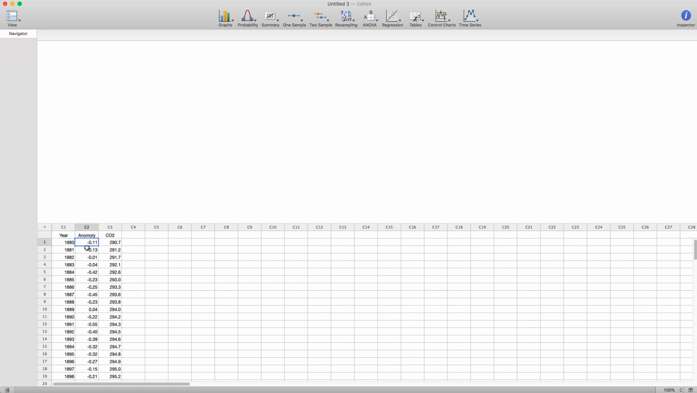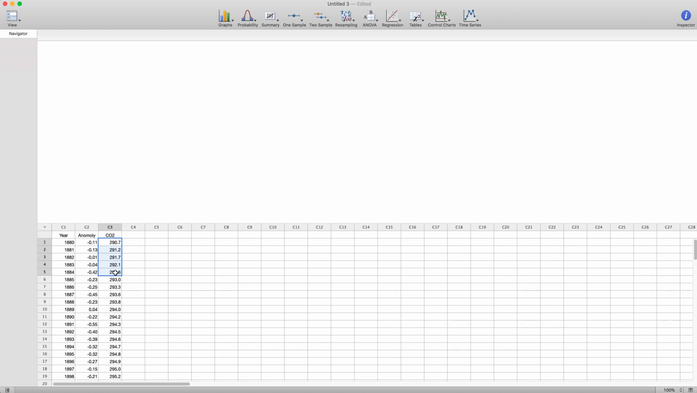So the years that had negative temperature anomaly means that that year was colder than an average of those years. And when temperature anomaly becomes positive, that means that year was warmer than the average of those years. So that's the anomaly. And CO2 concentration is quite obvious. It's the concentration of CO2 in the atmosphere.